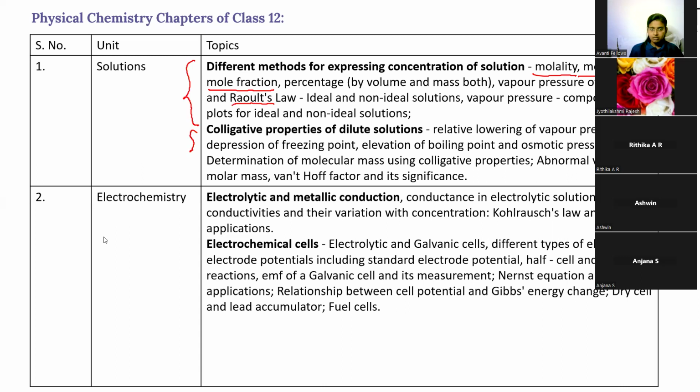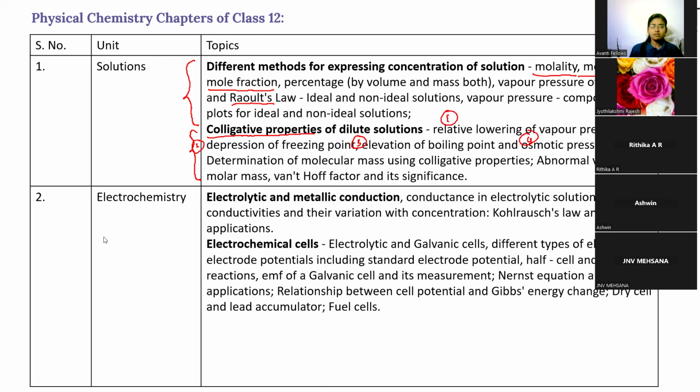Coming to the second half of this lesson, which is called colligative properties. We have four colligative properties: lowering of vapor pressure, depression of freezing point, elevation of boiling point, and fourth, osmotic pressure. After completing these, we will discuss the Van 't Hoff factor and its significance. This is the first lesson for us, so from tomorrow onwards we will start with this lesson, and we can see those things in the upcoming classes.